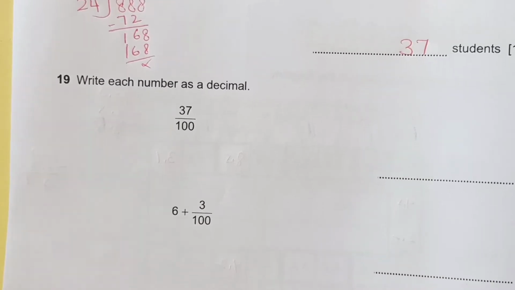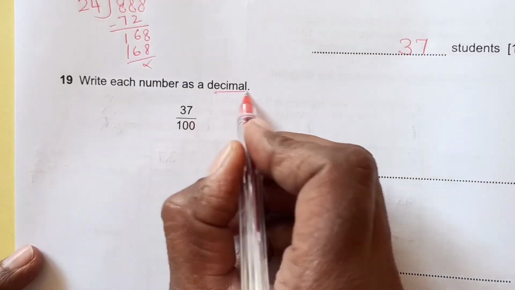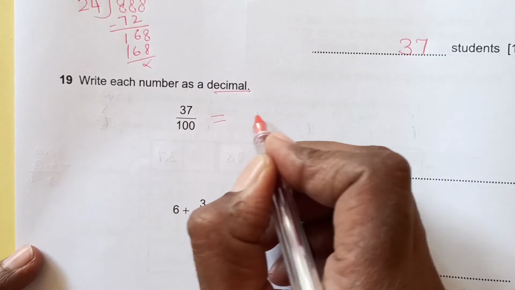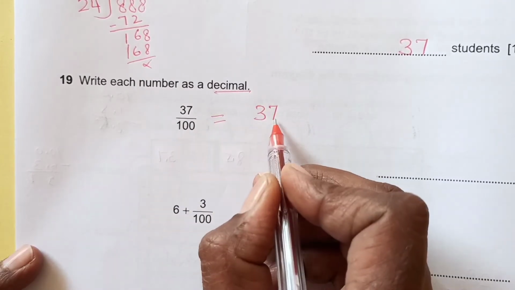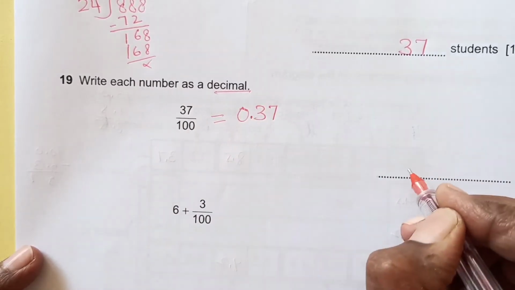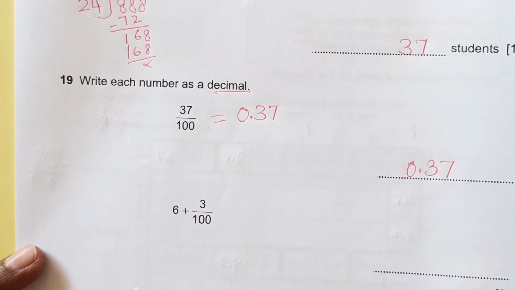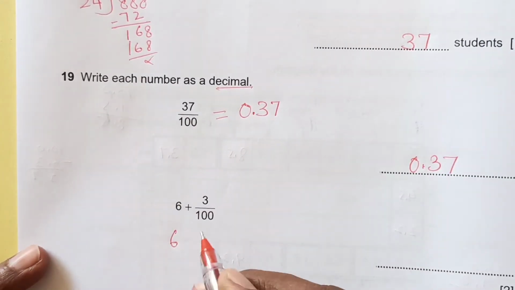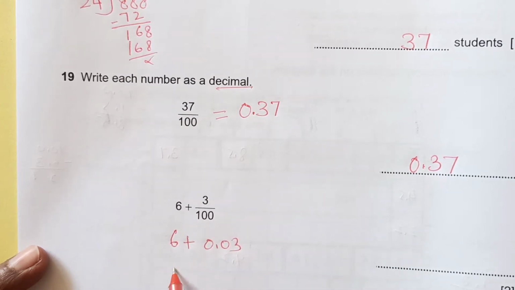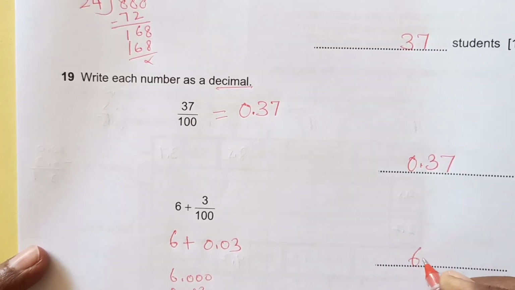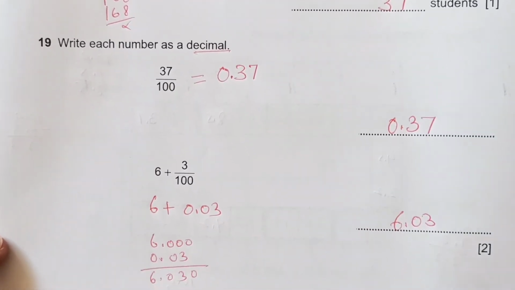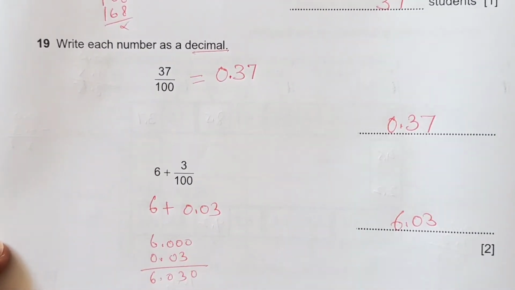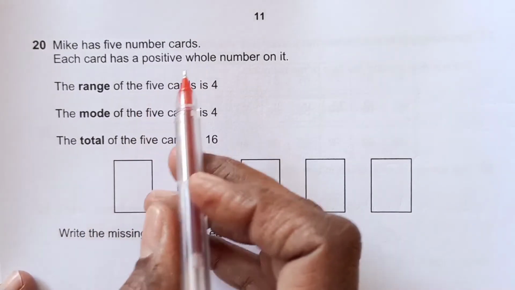Now number 19. Write each number as a decimal. Here is 37 divided by 100. So 2 zeros, so 1, 2. The decimal will come over here: 0.37. Now here we have 6 plus 3 over 100, which is 0.03. So this is going to be 6.00, 0.03, 6.03. Okay.